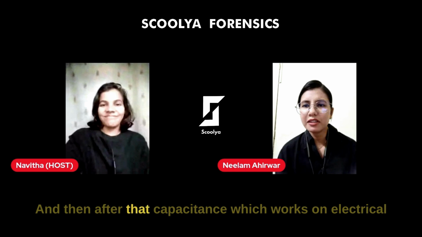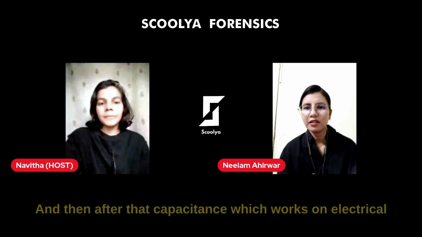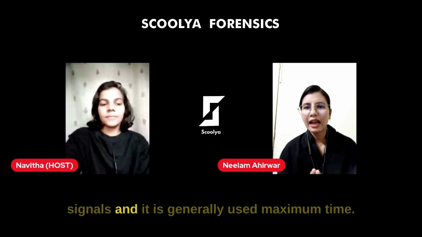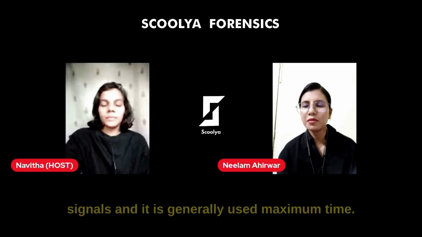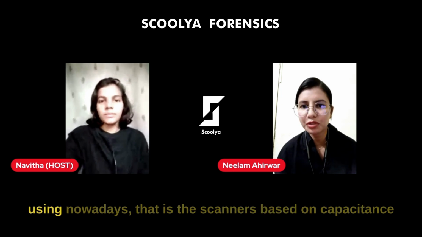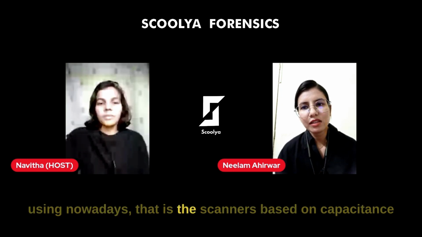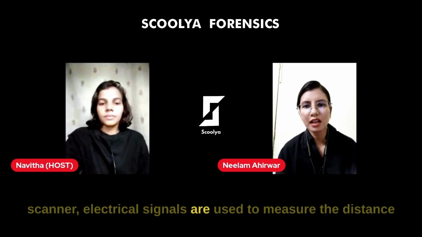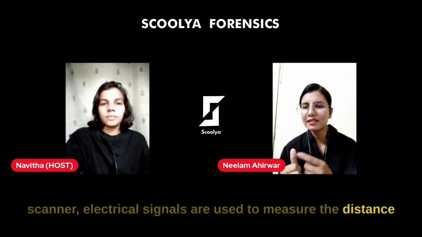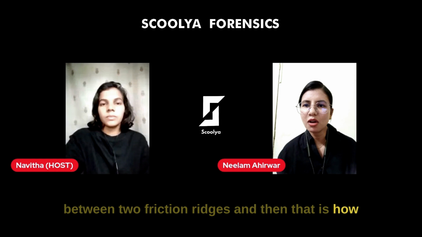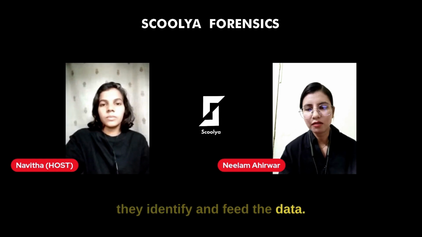And then after that, there are capacitance scanners, which work on electrical signals. They are used the most; the scanners in the smartphones we use nowadays are capacitance-based. Electrical signals are used to measure the distance between two friction ridges, and that is how they identify and feed the data.